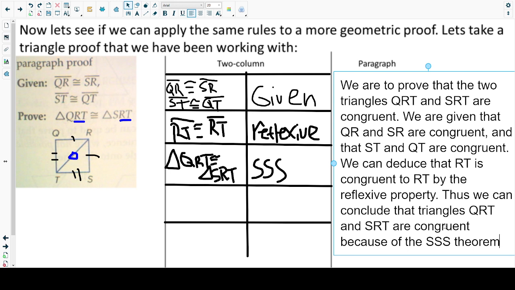Again, don't be afraid to use the words theorem and postulate when you're doing your paragraph proof. They're a good way to end the proof there, or during the proof as well if you're not sure what to call it or how to use your sentence structure and whatnot. So that would be an example of how to translate this two-column proof into a paragraph proof.